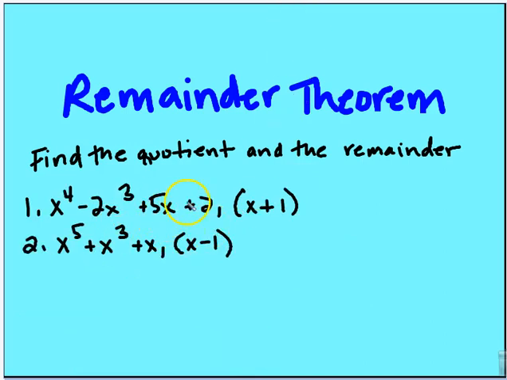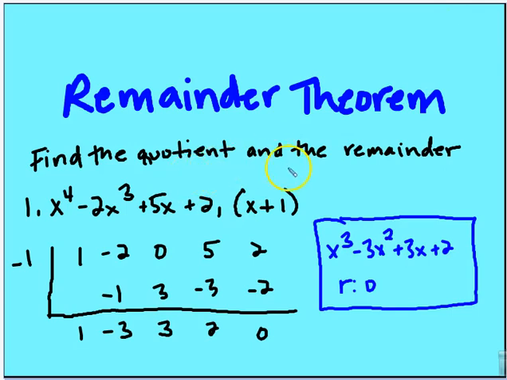Okay, so I want you to take care of these two questions. We'll come back and take a look at your answers. I'm going to pause here. Okay, so we're finding the quotient for the first one. Negative 1 is a root, negative 1 synthetic division. We end up with 0 as the remainder. Our quotient is x cubed minus 3x squared plus 3x plus 2 with a remainder of 0.